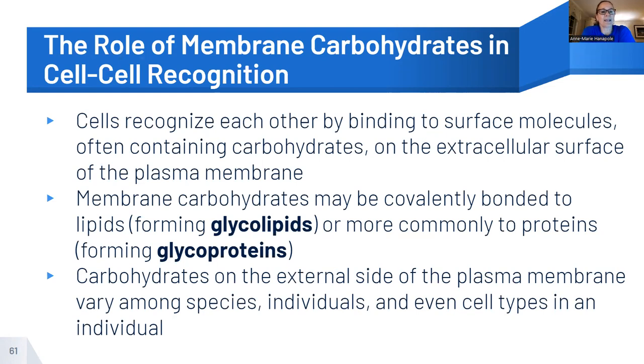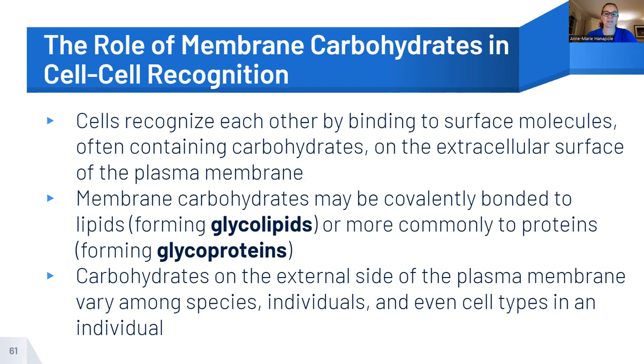So when we're looking at cell-to-cell recognition, there are some carbohydrates in the membrane that also help with that. And so when we take a look at that, the membrane carbohydrates might be covalently bonded to the lipids. So if they are bonded to the phospholipids, they're going to form glycolipids. Or more commonly, if they're covalently bound to the proteins, then they're going to form glycoproteins. So glycolipids and glycoproteins are carbohydrates that are attached to the cell membrane. If they're attached to the phospholipids, they're glycolipids. If they're attached to the proteins, they're glycoproteins.